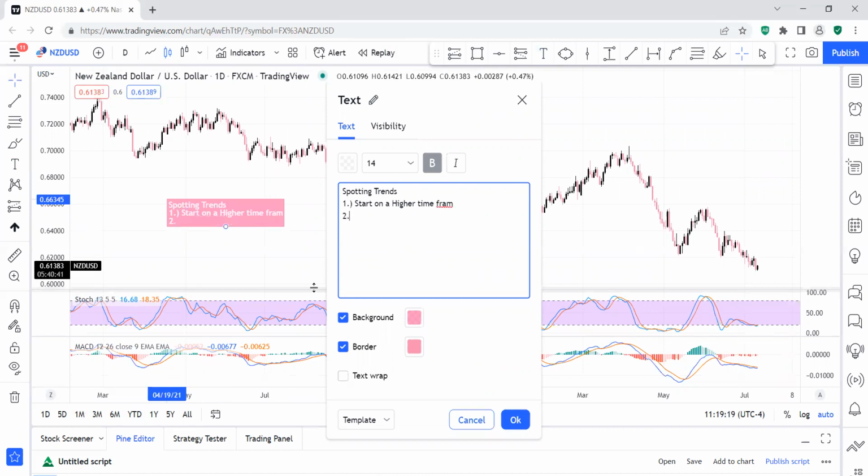Second thing would be whatever happens on the higher time frame happens on the lower time frame faster.